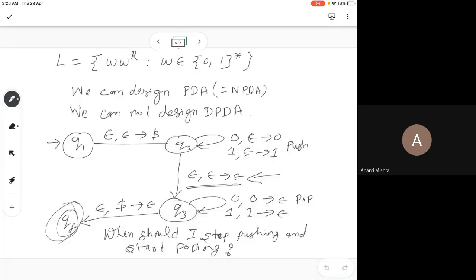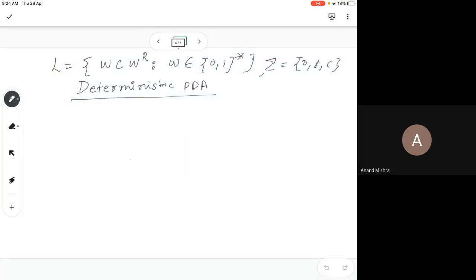When should I stop pushing and start popping? What is the answer for this question? Your answer is that when you reach C, you should stop pushing. And this is the deterministic solution for this.